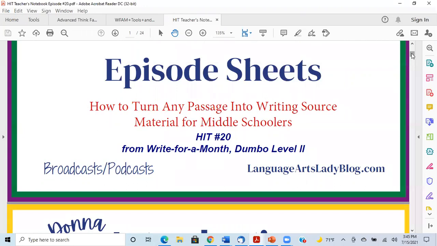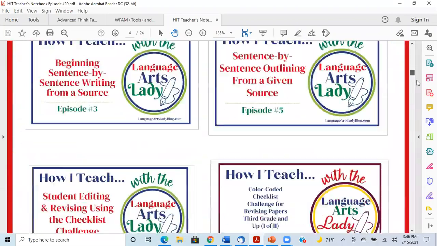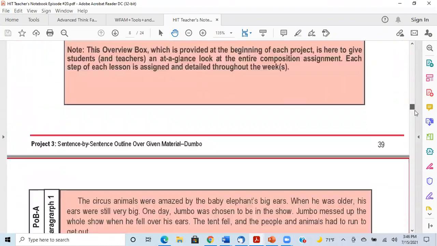And that is just because I wanted to have a simple passage to show you how to choose passages, how to turn passages into a writing source for your middle schoolers and your elementary schoolers and your high schoolers. But using an easier passage is going to be a better way for me to explain how to make that happen in your classroom.